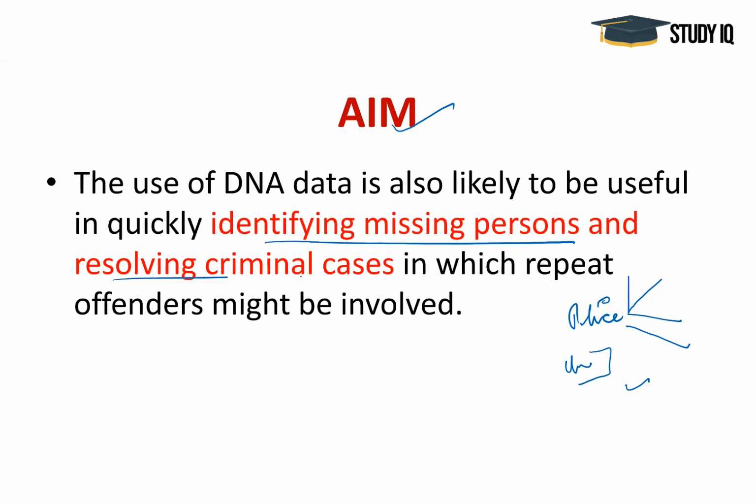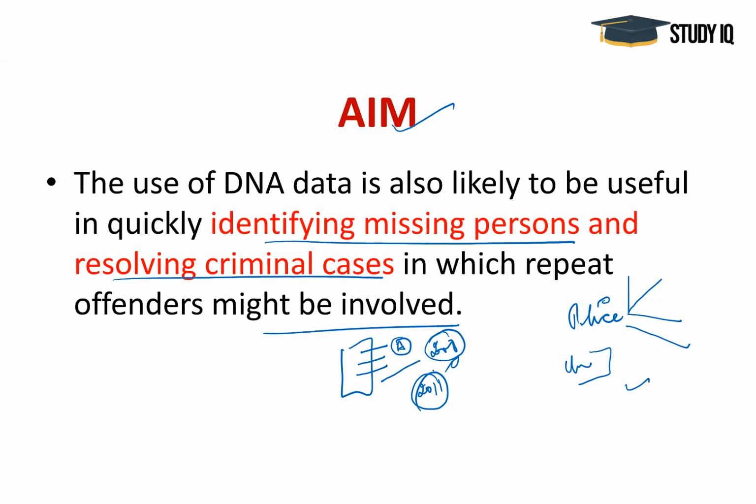So it will help in resolving criminal cases in which repeat offenders might be involved. By this we are making a DNA data bank, so that if person A committed a crime in the year 2008, was jailed for some months for a small crime, or is a repeat offender, when he is caught again in, say, 2011, we will know from the DNA data bank that he is a repeat offender. So this is the aim of this bill.